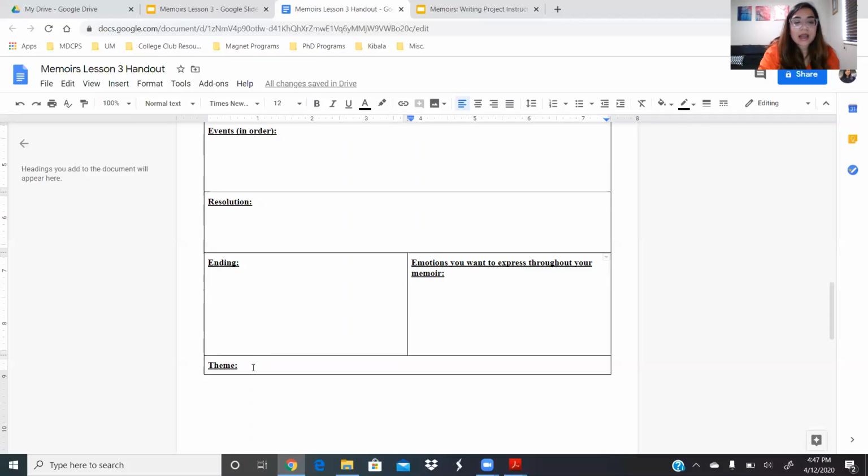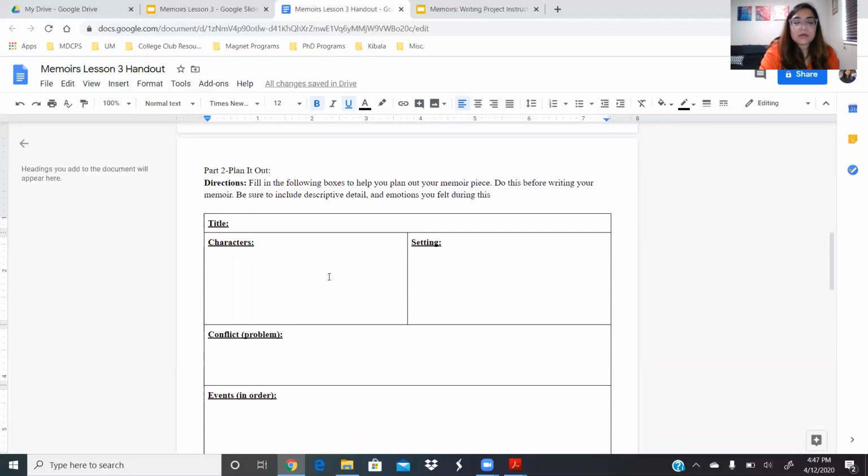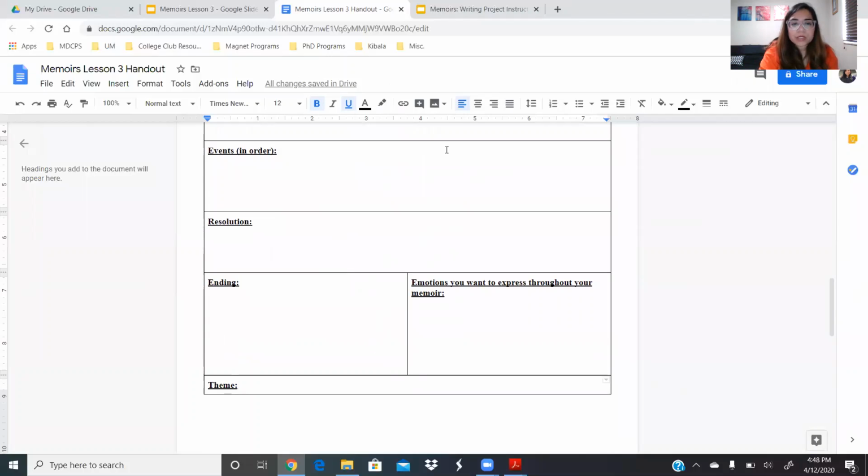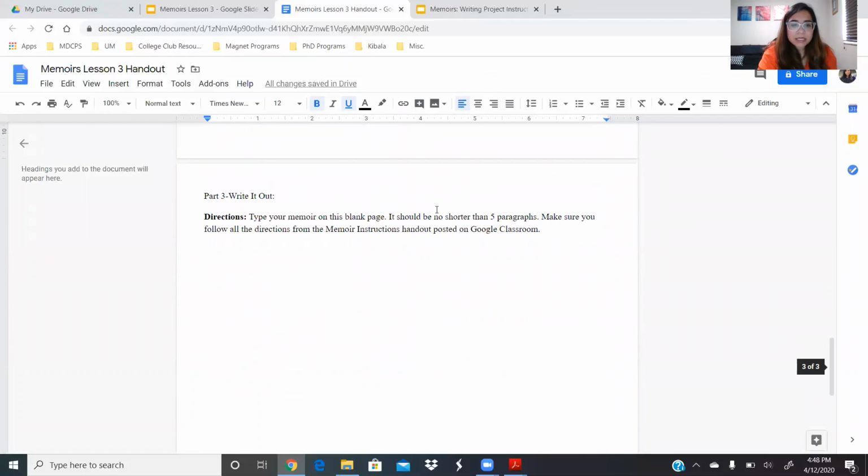And then finally, you're going to have your theme for the story. So what is the theme that you're going to express throughout your entire narrative, throughout your memoir? You have to let me know. So you guys need to plan this all out before you start writing. It's important that you know all of this before you actually write. Once you have this down, writing is going to be the easy part.